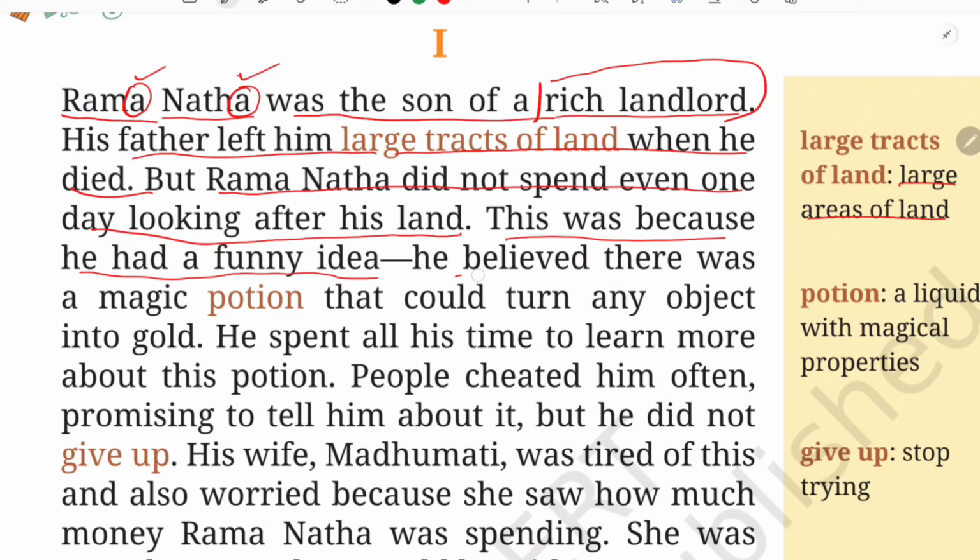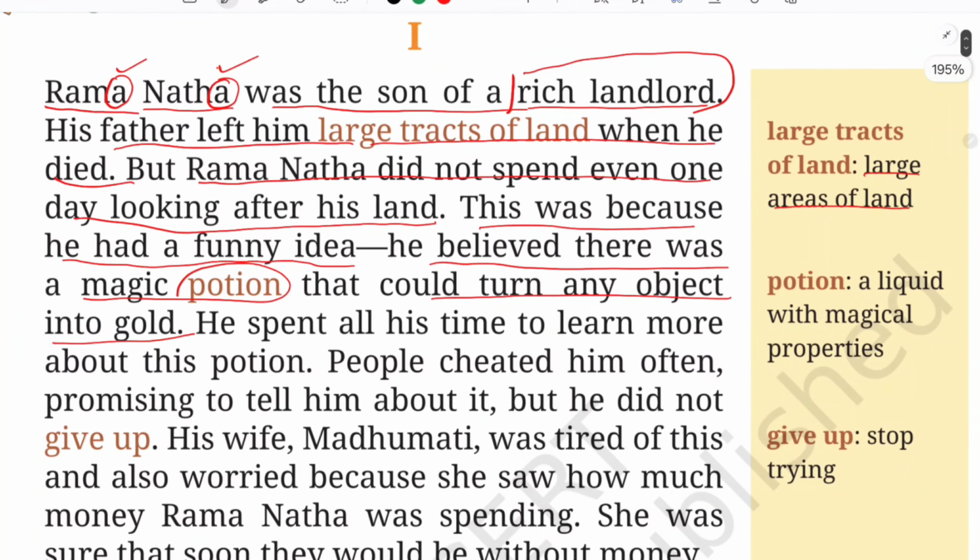Let us see. He believed there was a magic potion that could turn any object into gold. So why was he not looking after the land? He believed that there is some kind of magic potion. Potion means, see, a liquid with magical properties. When you sprinkle the water of that potion onto any object, he believed that the object will turn into gold. So he was trying to learn about the process of making this potion, and for that he had spent lots and lots of money as well. Okay, let us see how.